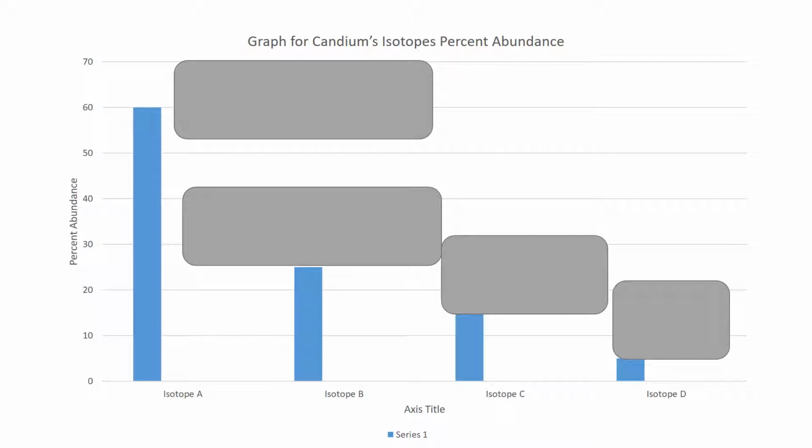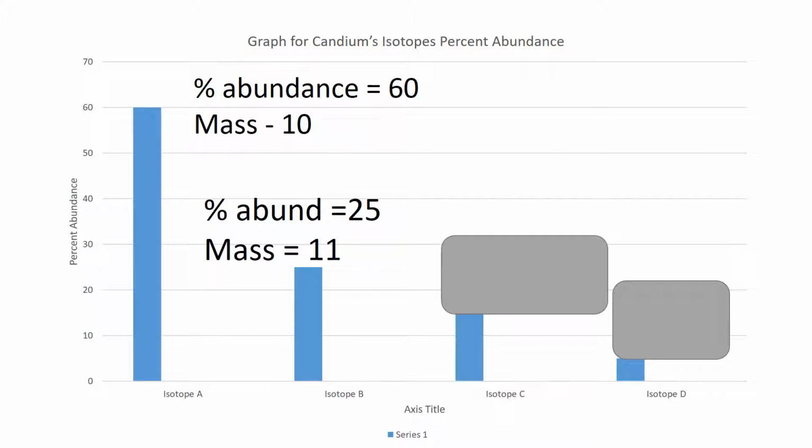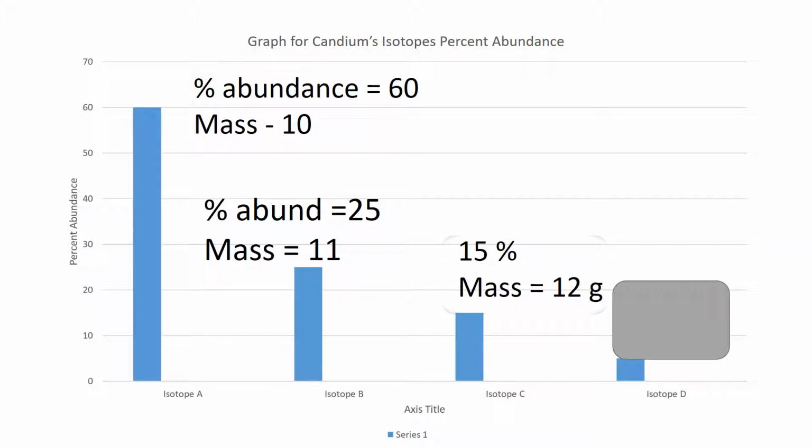Now, in order to do this, you have to be concerned about the various isotopes' percent abundance, not relative abundance. And if you look at this graph, this guy's got 4 isotopes with different percent abundances. The first one has a percent abundance of about 60%. The second one has a percent abundance of 25, and then 15 and 5%.